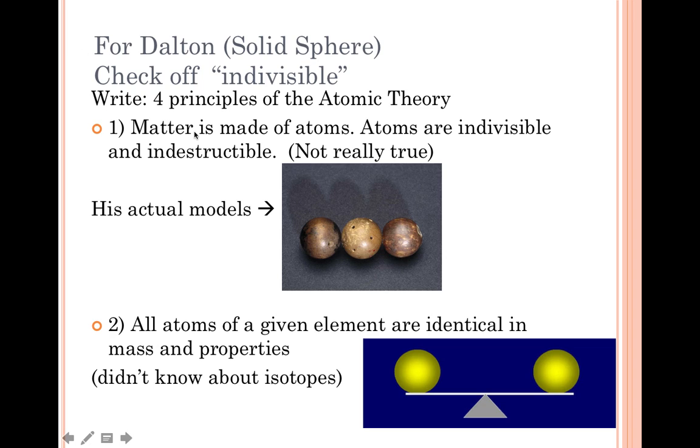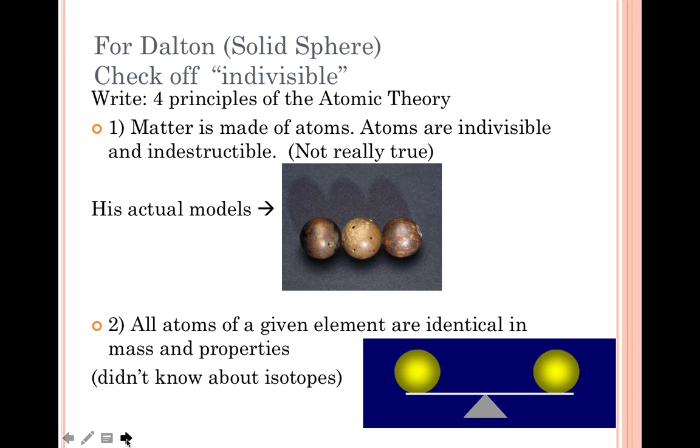Number one, matter is made up of atoms, and atoms are indivisible and indestructible. Okay, now that's not really true, but at the time, it matched his experiments, and it was certainly a step in the right direction away from Aristotle. He also said all atoms of a given element are identical in mass and properties. Again, what he could measure, it seemed that way. He didn't know about isotopes. They certainly had the same number of protons, but he didn't know about protons. So that was number two. So a good step in the right direction, but not quite right.